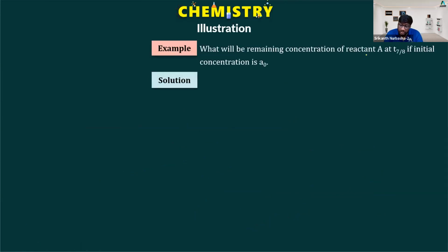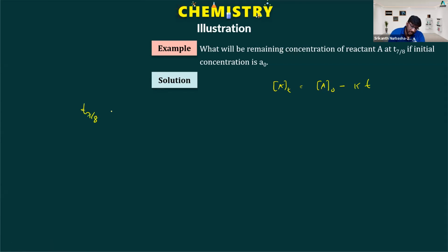What will be the remaining concentration of reactant A at t 7 by 8 if the initial concentration is A naught? Concentration of A at time t equals concentration of A at time t = 0 minus K into t. Initial concentration is A naught, t 7 by 8. Is this formula required? T 7 by 8 means 7 by 8 part of the reaction has been consumed. So the initial reactant concentration left out.